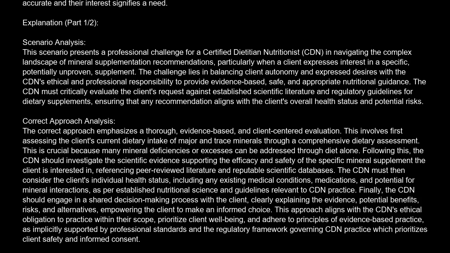The correct answer is C. Immediately recommend the trace mineral supplement as requested by the client, assuming their online research is accurate and their interest signifies a need. Explanation. Scenario analysis.